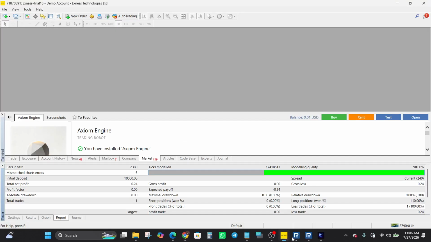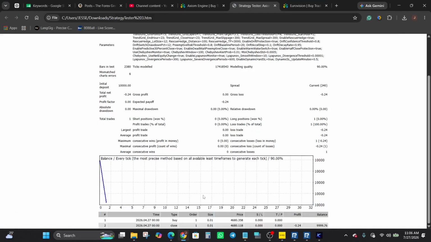So the test showed exactly one trade for the entire roughly 3 month period, and it was a 0.01 lot. You can see that here. So the 0.01 lot position opened and closed within the same minute. Look at the time here, right? Within the same minute for a loss of 24 cents. So that is the entirety of the recorded activity.